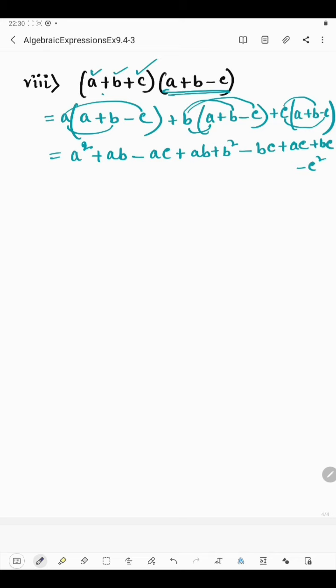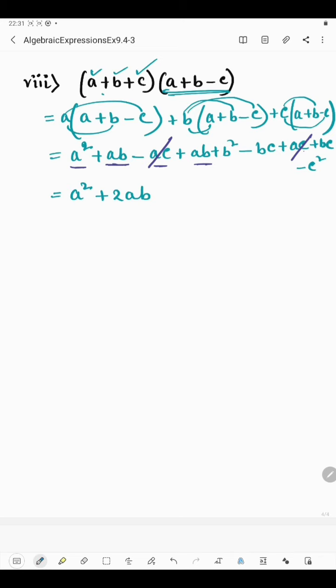Now the multiplication part is over. Now we'll check the like terms present over here. At first we have a square, and since no other a square term is present, it will remain the same. So it will be a square. Now ab, here is ab, here is ab, and only 2ab is present. So ab plus ab is 2ab. Now next we have minus ac. Here is minus ac and here is plus ac. So this will be cancelled.